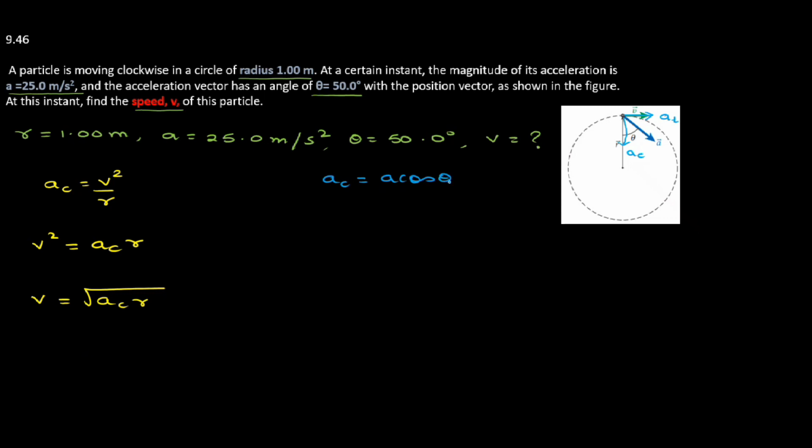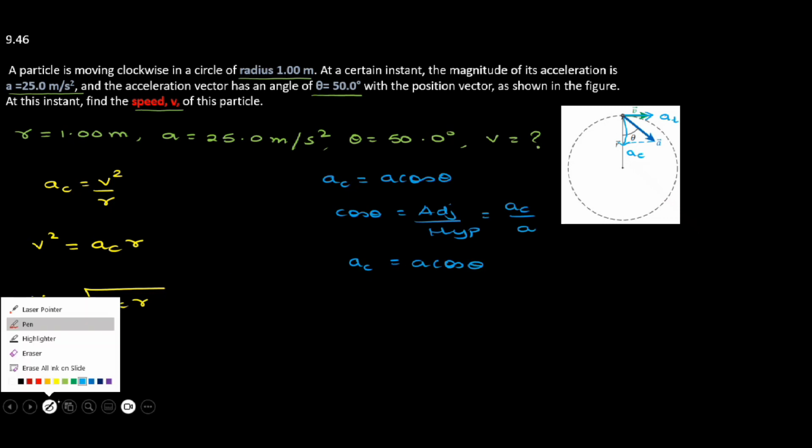And why cosine theta? Because if I were to complete this triangle by drawing a perpendicular, you would notice that ac, the centripetal acceleration, is the side adjacent to the angle theta. And any side adjacent to the angle theta, we can relate with the cosine of theta, because we know cosine theta is equal to the adjacent side over the hypotenuse. The adjacent side here is ac, the hypotenuse is a, and I can calculate my centripetal acceleration ac by multiplying the total acceleration a with cosine of the angle theta.